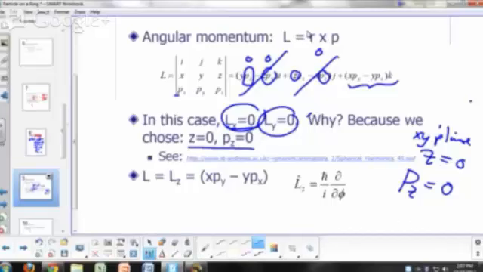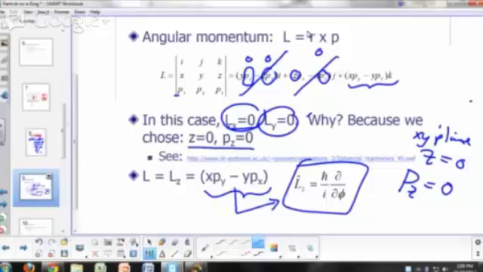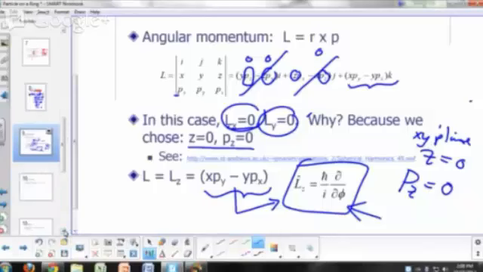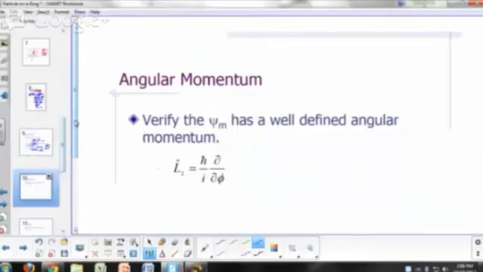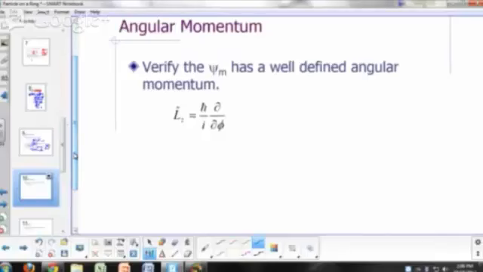All right. So in terms of phi, L sub z is kind of simple. It's just the Lz operator. If you derive the quantum mechanical operator that corresponds to the z component of L, you just get h bar over i times the derivative with respect to phi. So that's your angular momentum operator, and you can use that to determine the angular momentum values for your particle. Let's verify that if your particle is in a stationary state with quantum number m, it has a well-defined angular momentum.